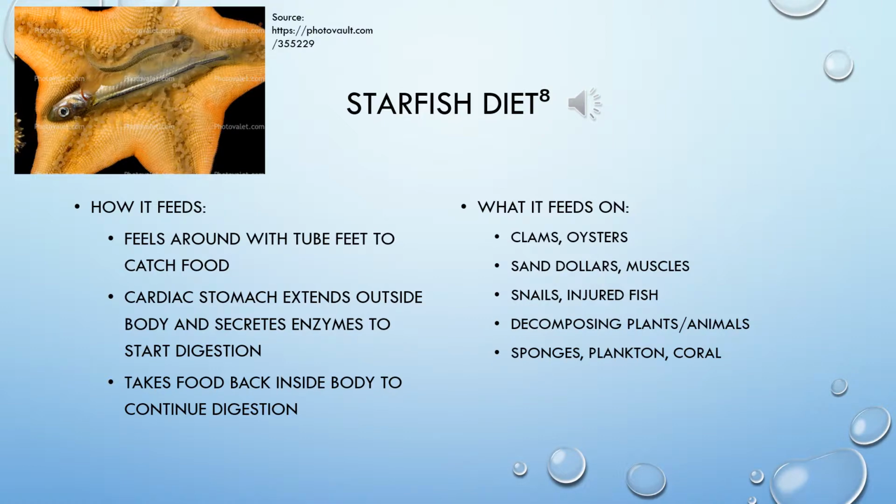As for what it feeds on, a variety of little marine creatures, including clams and oysters, sea dollars, mussels, snails, some injured fish that are slower and easier to catch, as shown in my picture up in the top left-hand corner. Some starfish will also feed on decomposing plant and animal matter, as well as sponges, plankton, and coral. It really depends on the type of starfish overall, but in general, these are some things that the starfish does feed on.